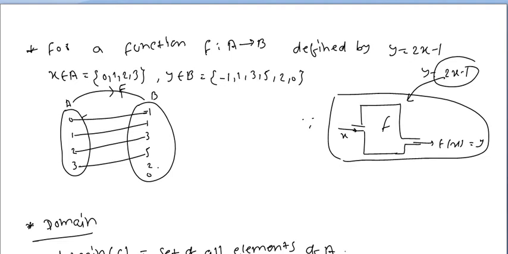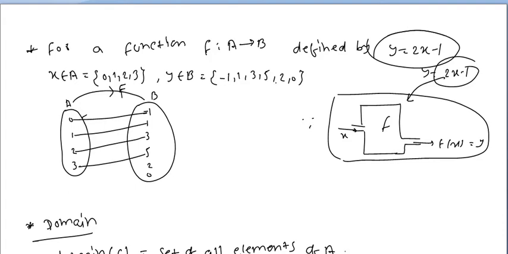The first example is for a function f from A to B defined by y equal to 2x minus 1. This is the relation of the function. Here x belongs to set A and y belongs to set B. Set A has elements 0, 1, 2, 3 and set B has elements minus 1, 1, 3, 5, 2, 0. If you put x equal to 0, you get y equal to minus 1. If you put x equal to 1, you get y equal to 1. If you put x equal to 2, then y is equal to 3. And if you put x equal to 3, y equals 5.